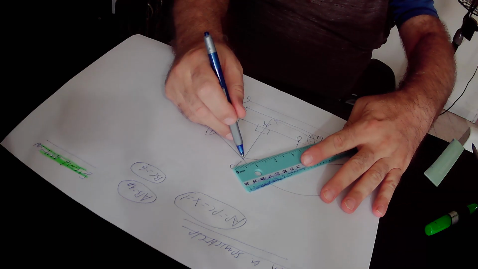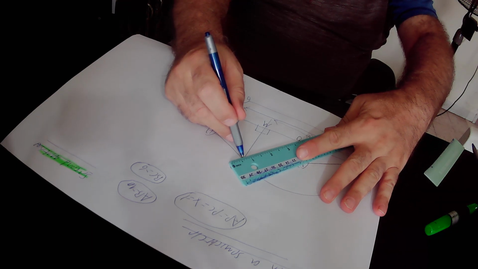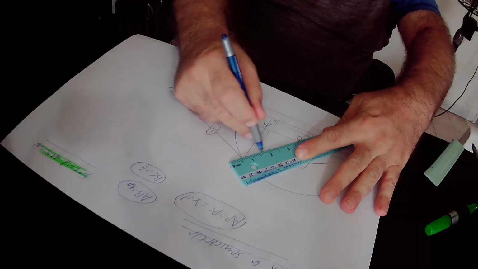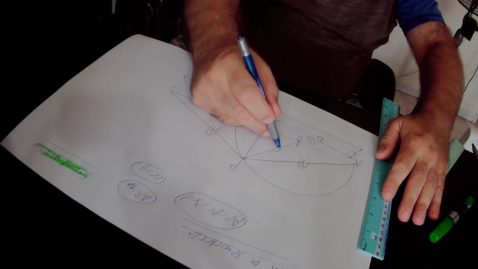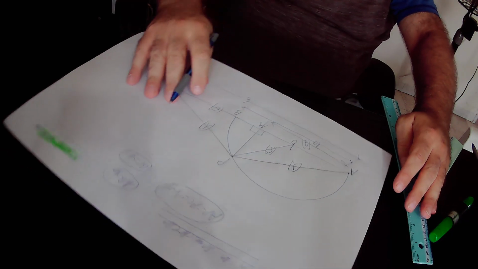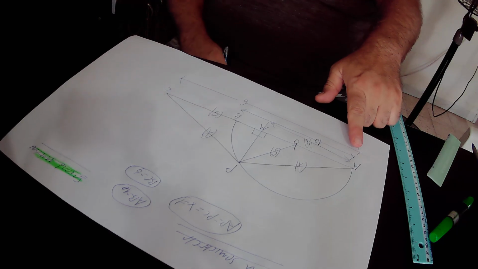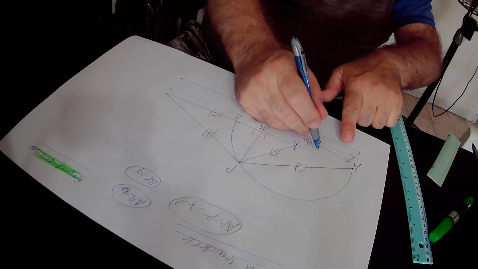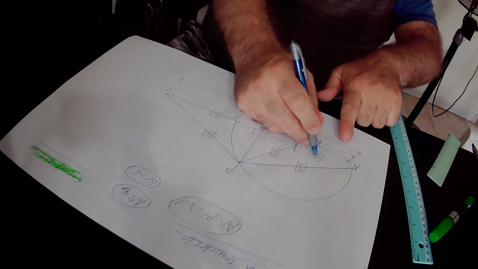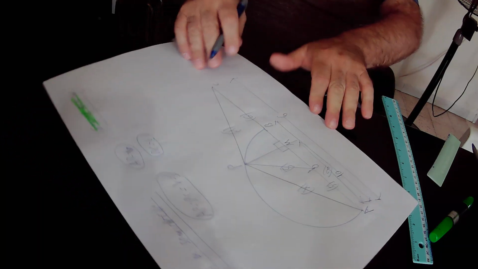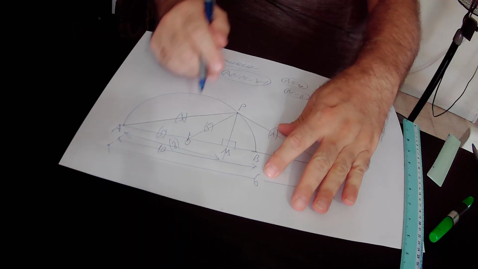OP is of course the radius of the semicircle, that is 5. OP equals 5 units in its length. OA is also the radius of the semicircle, that is 5. So what is the length of the missing side OM?